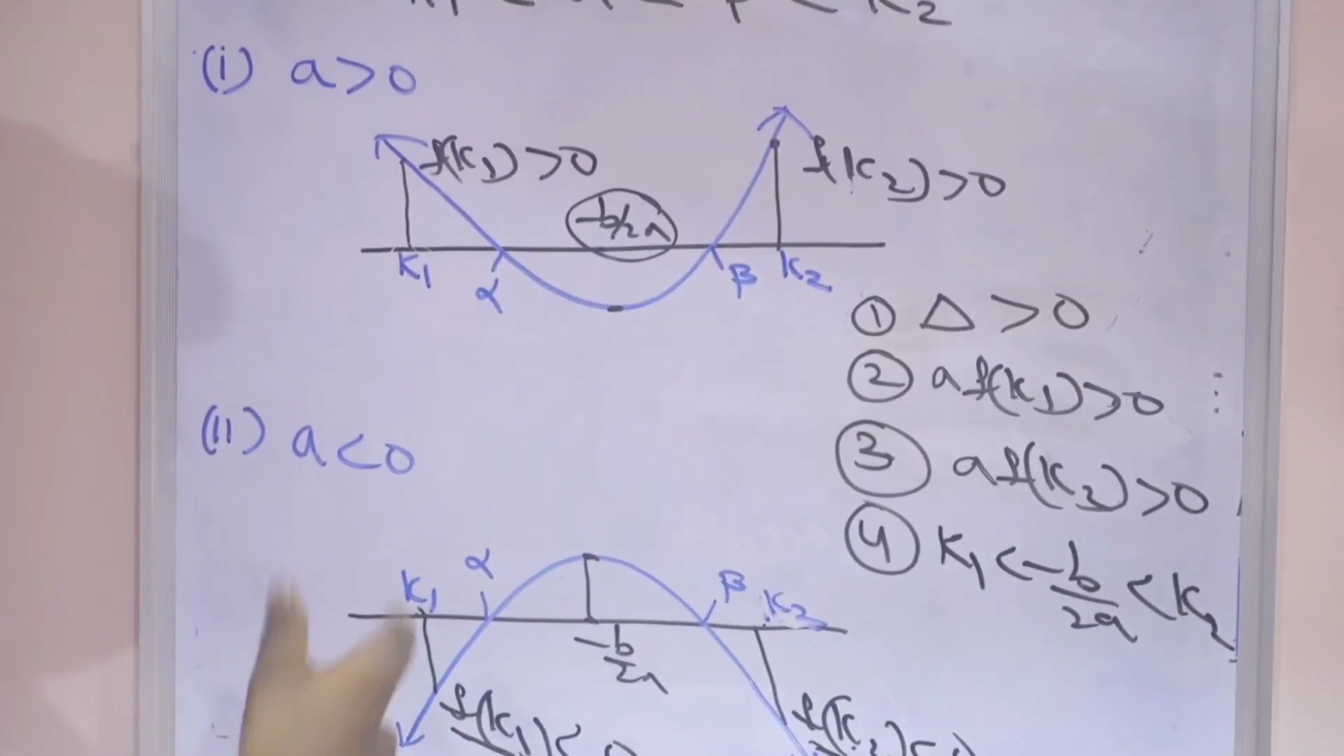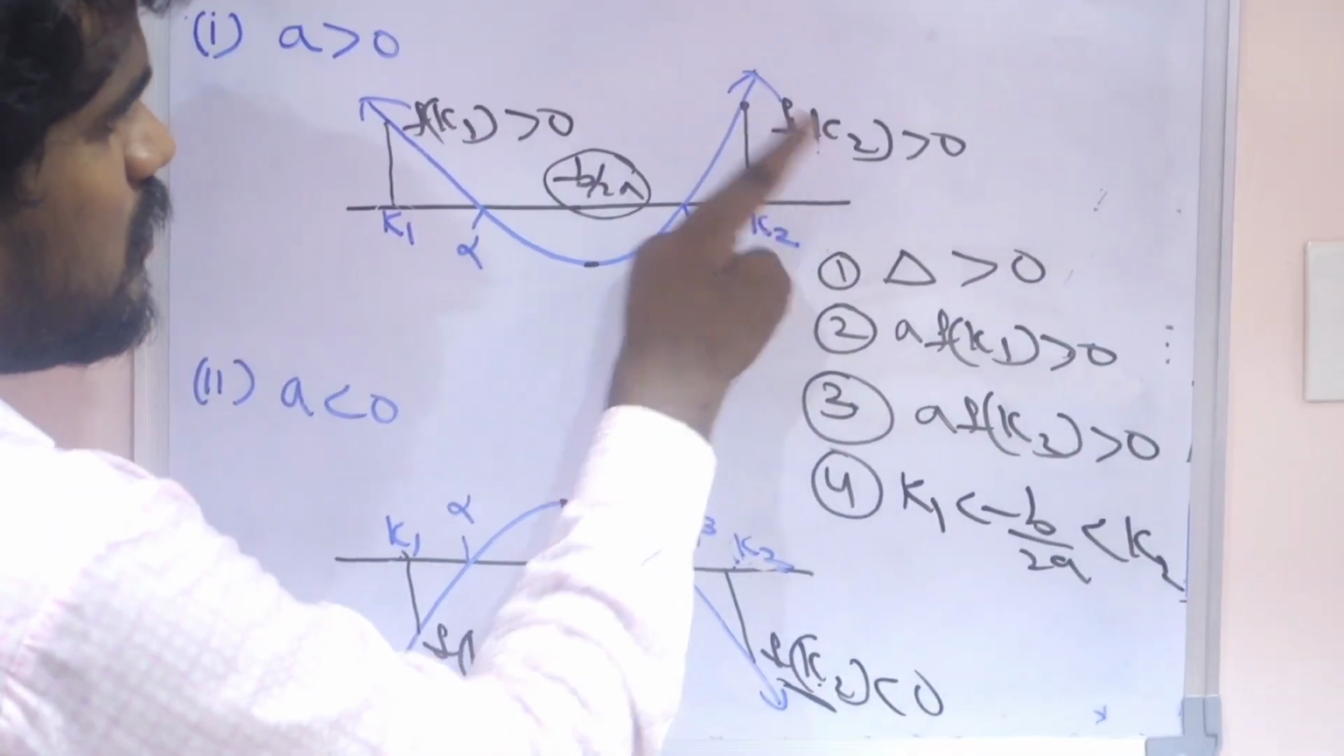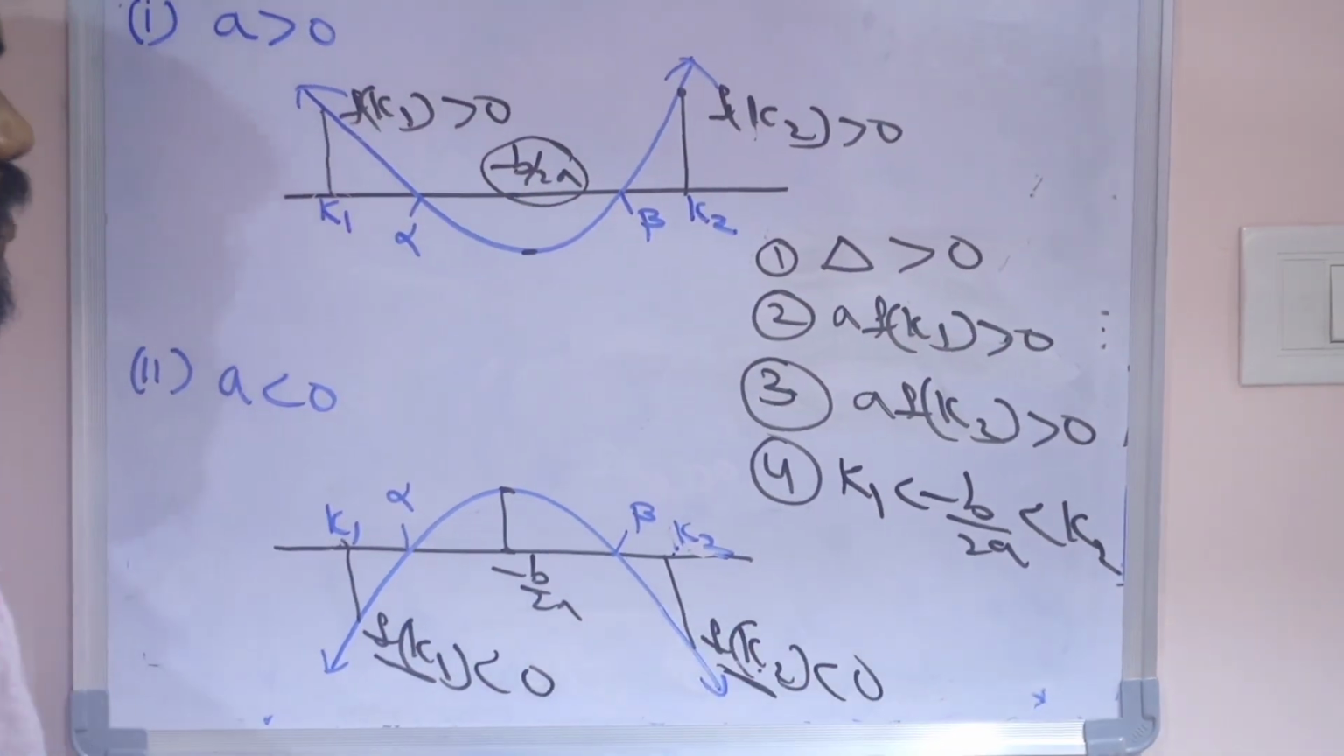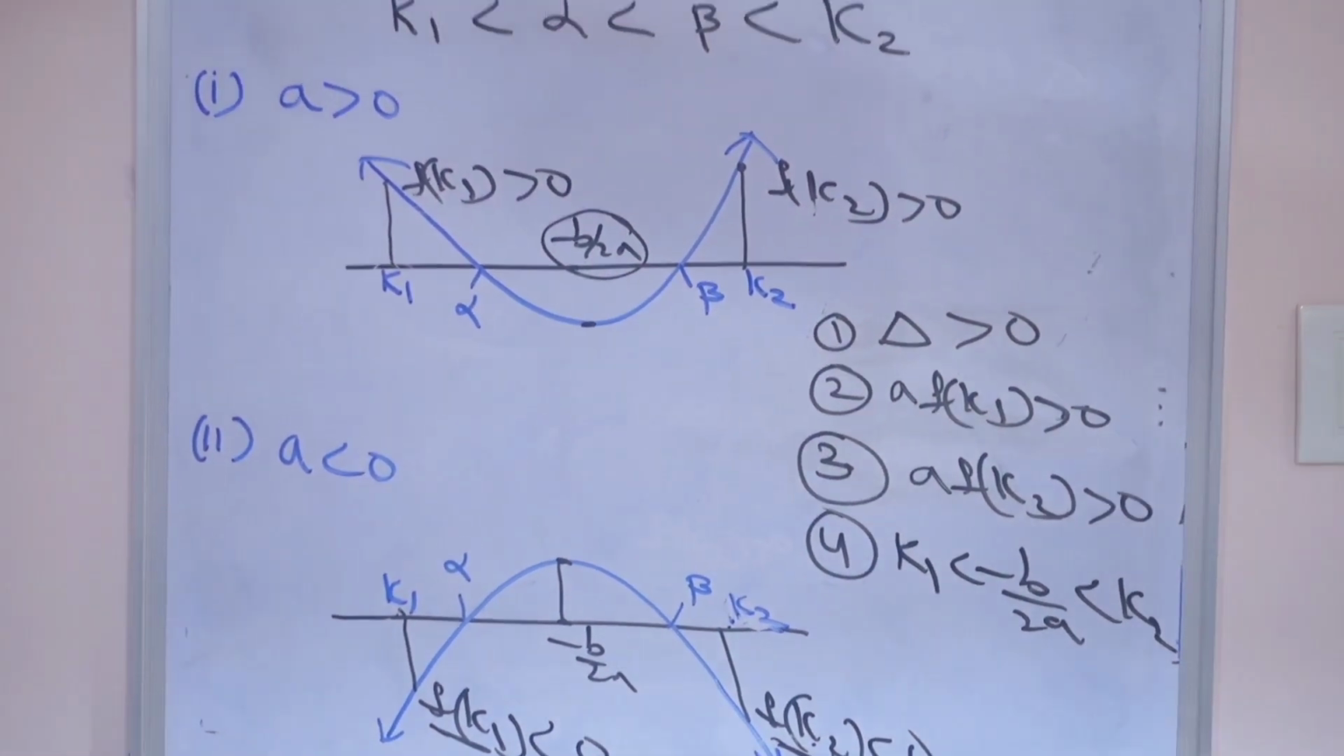Okay, and we will write one other condition also: f of k1 and f of k2 are positive. Here also negative and negative is positive. So these are the cases for the location of the roots.